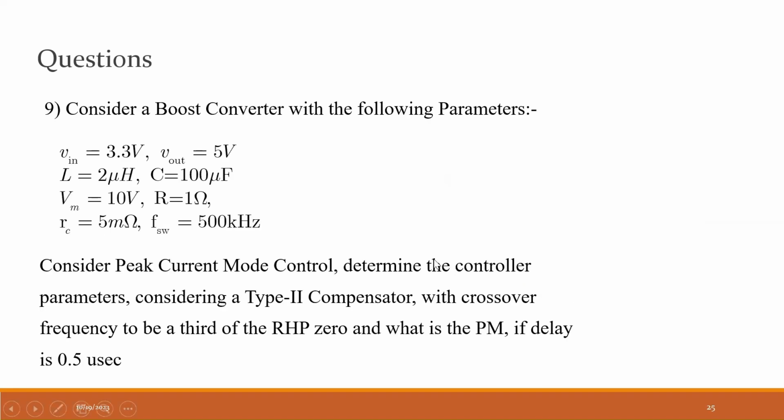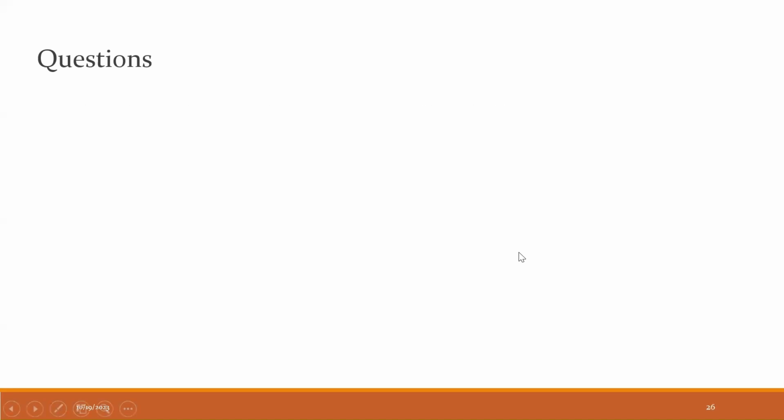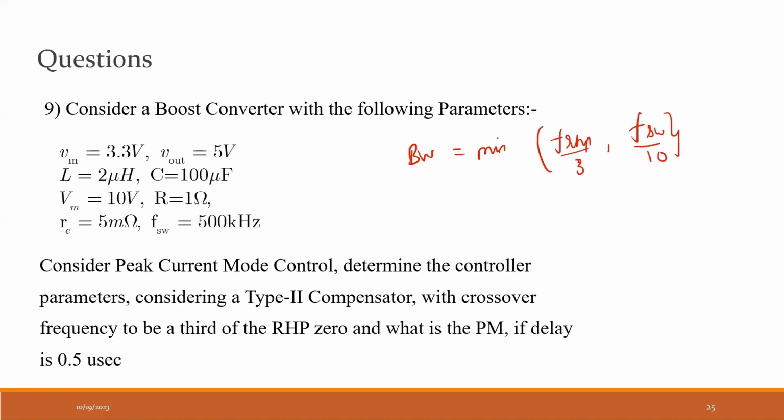Next, we consider the boost converter. These are the input specifications of the boost converter. Now I have to determine the controller parameters, and I will consider a type 2 compensator. As we have told, for the boost converter, the bandwidth is the minimum of f RHP by 3 or f SW by 10. This is the bandwidth you must consider so that your small signal model is valid.